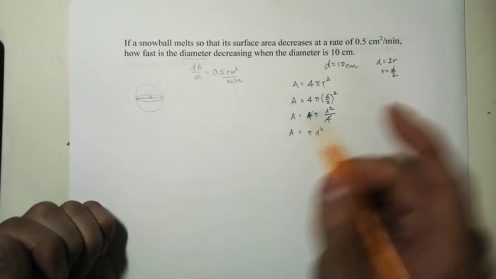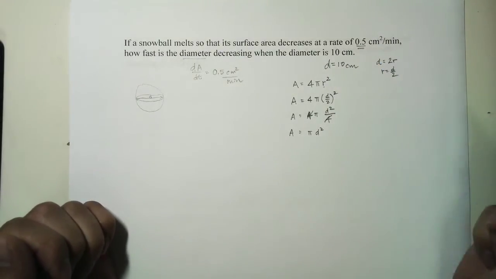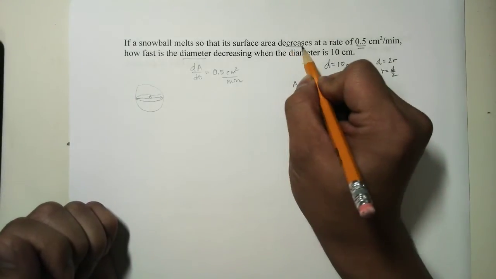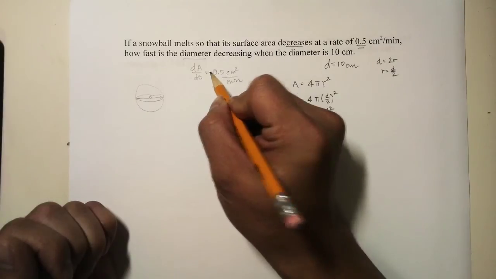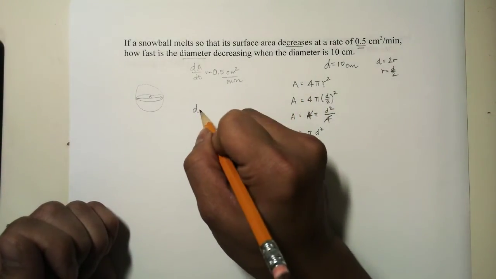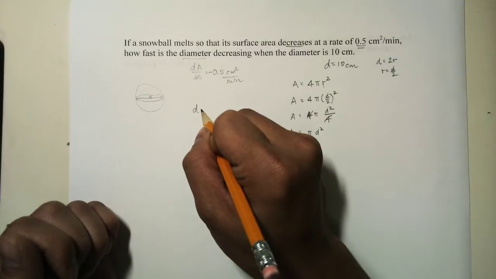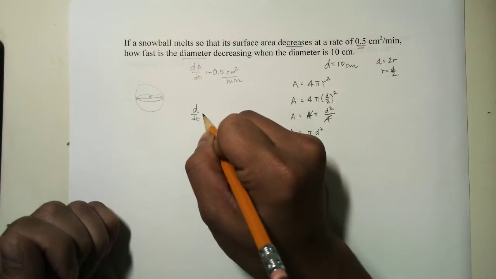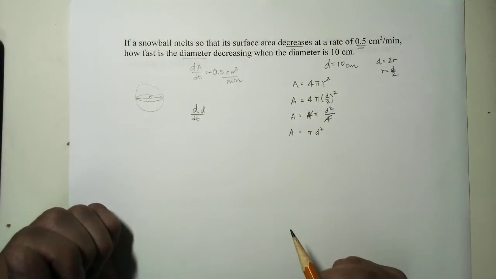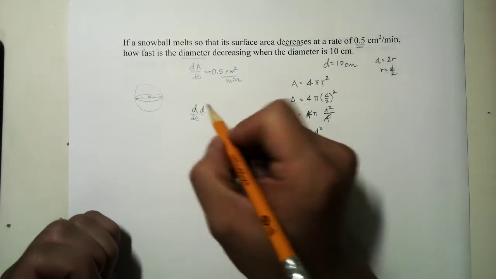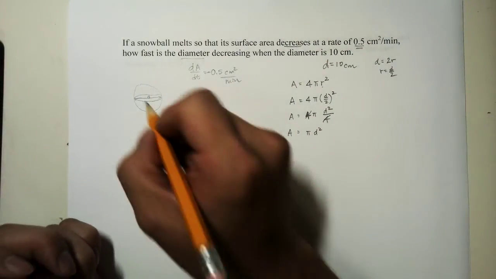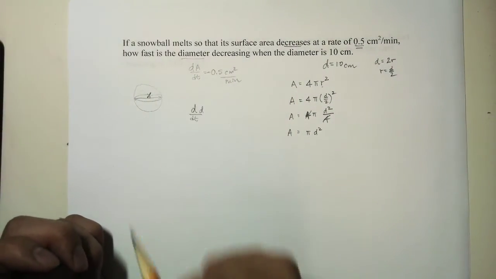Oh, by the way, this is 0.5 centimeters squared per minute, and it is decreasing, so it's very important that you put a negative up front. So we are very curious in finding out what is the derivative of d itself with respect to time. Maybe I should not use d, that's kind of confusing. If that's confusing, let's go ahead and change this to x.